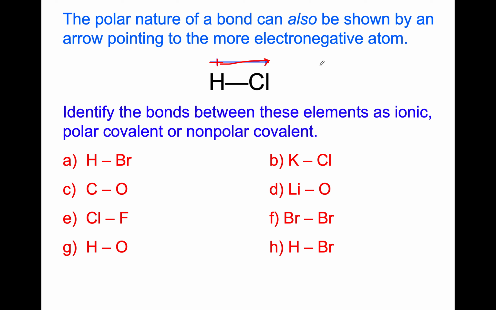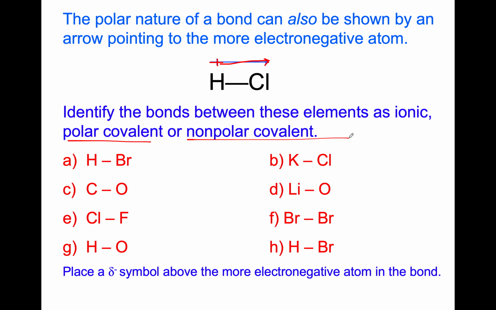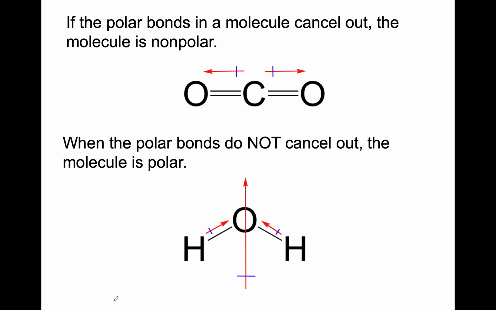So I want you guys to take this time. This is also going to be in a Google Forms quiz, so take the time to identify the bonds between these elements as either ionic, polar covalent, or nonpolar covalent. I guess you can't technically draw or place a partial negative symbol, but I will know by your responses on the Google form whether or not you can see the partial negative symbol above the atom of the polar covalent bond.